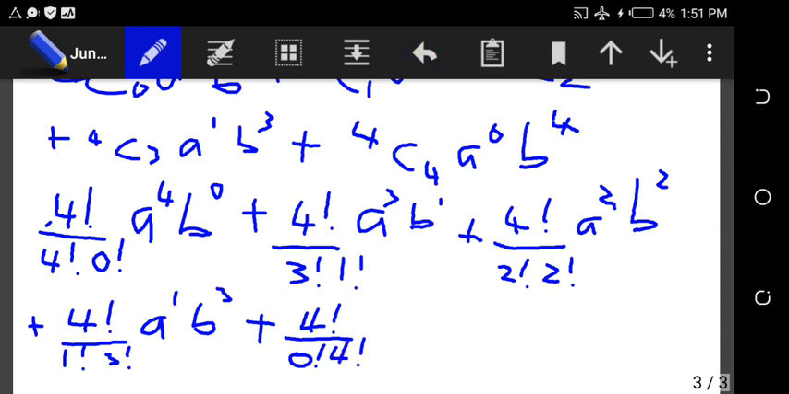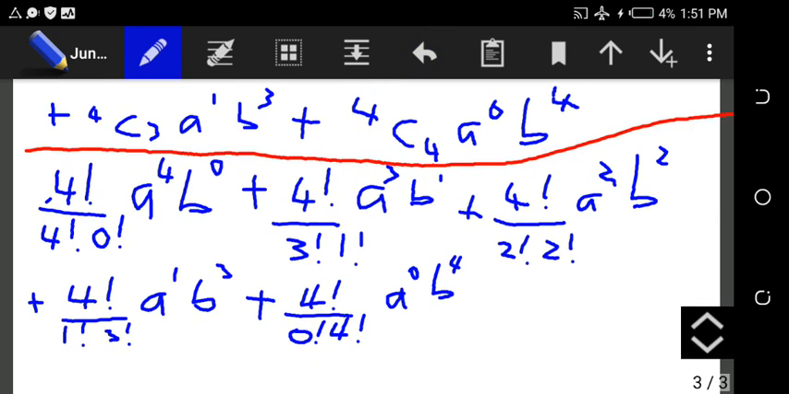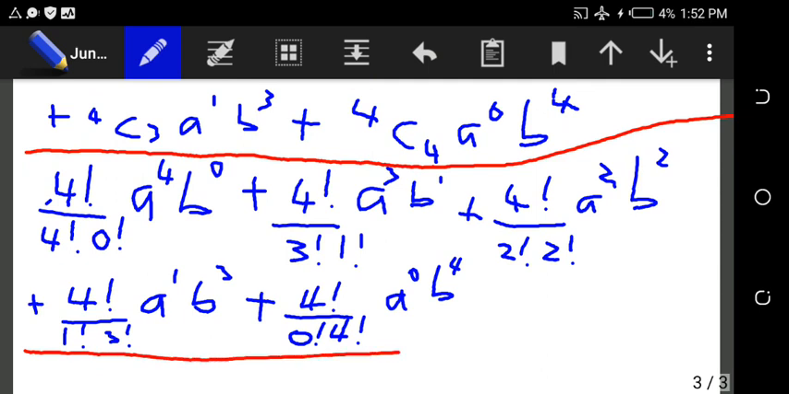Okay, so we have 4 factorial. Then we'll have now a raised to power 0 and b raised to power 4. So let me make a demarcation so that we don't get confused about the levels. This is the first level that we've had. Now this is the second level of simplification. So this is the second level of simplification that we are doing.